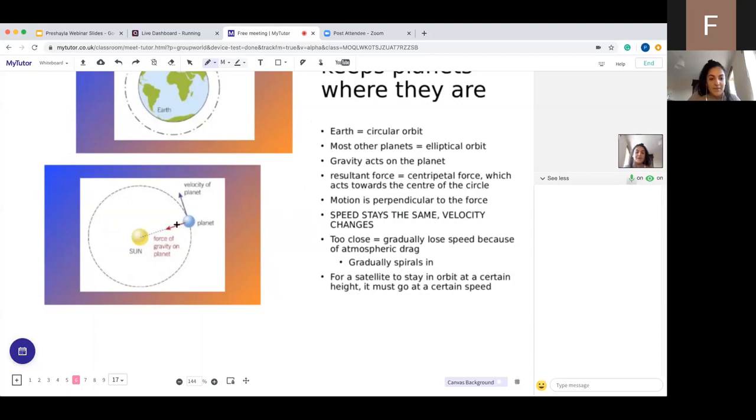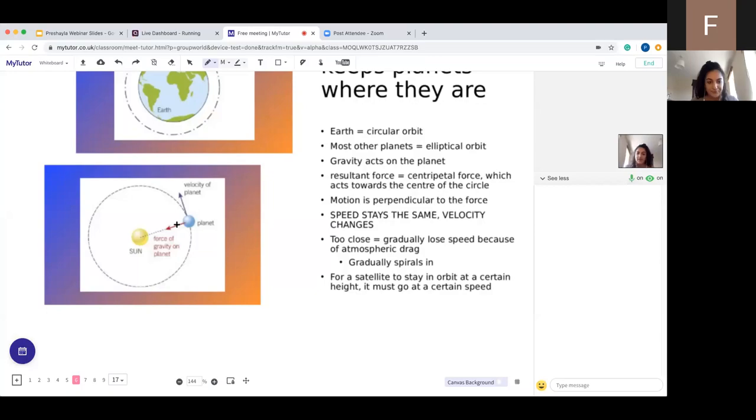Now, because it acts towards the center of our circular orbit, it's called a centripetal force. Okay, so a centripetal force is this new key term that we need to know, this new type of force, which is created by the gravitational force, which acts towards the center of the circle.